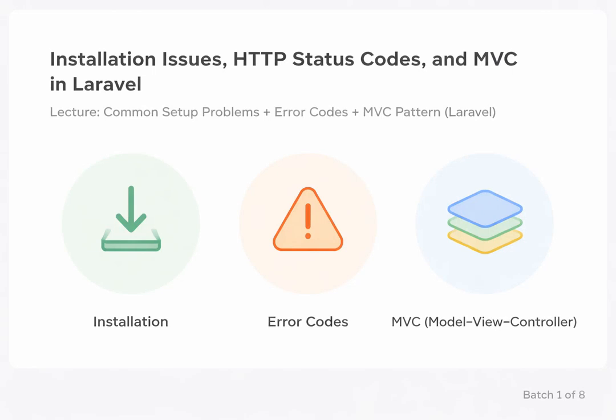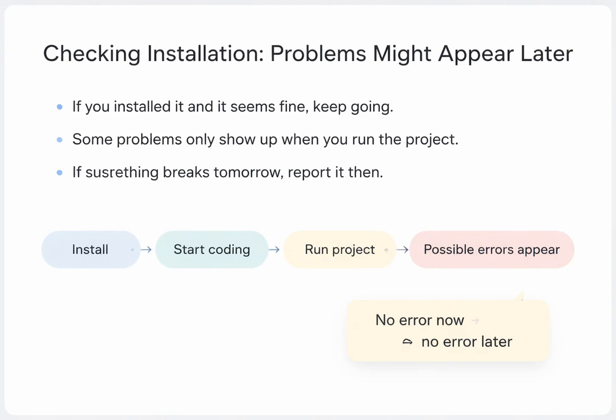In this part of the lecture, the tutor focuses on 3 practical things that come up early when learning Laravel: installation issues and version mismatches, what common HTTP error codes actually mean, and a clear explanation of the MVC pattern that Laravel follows. The tutor's first point is practical.